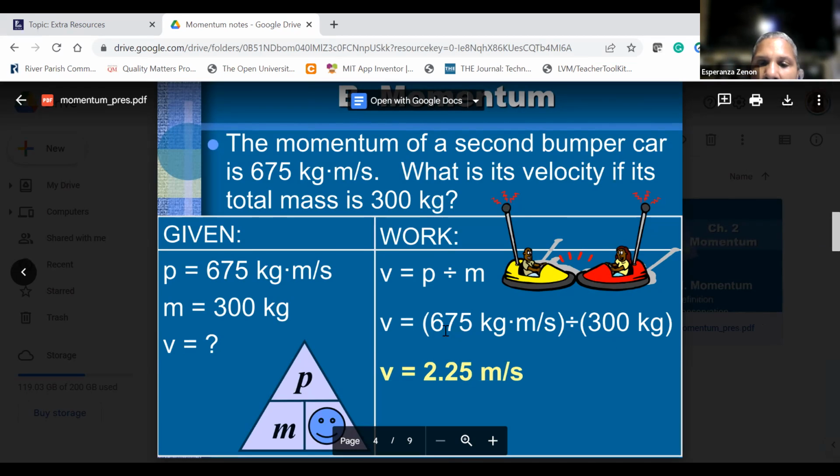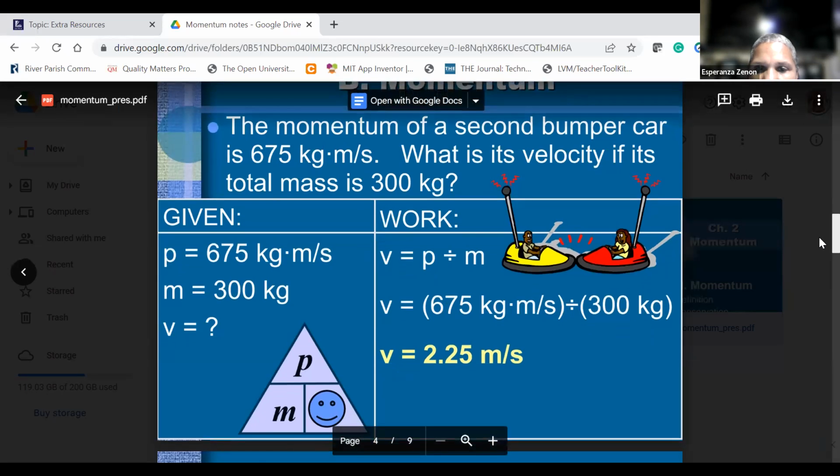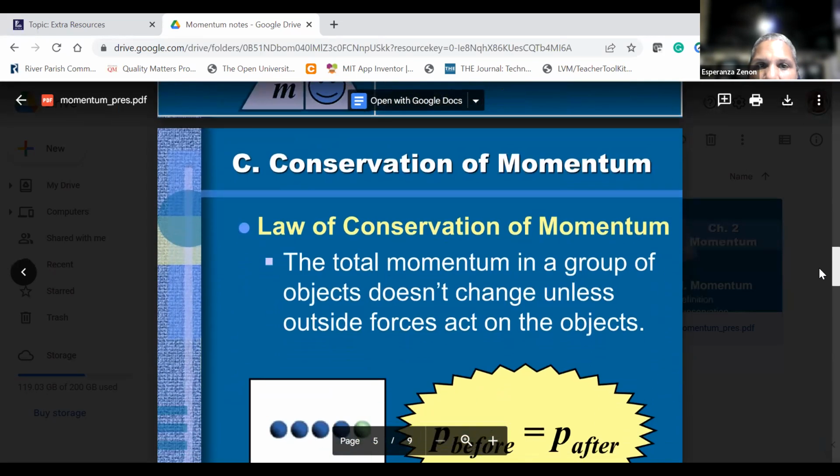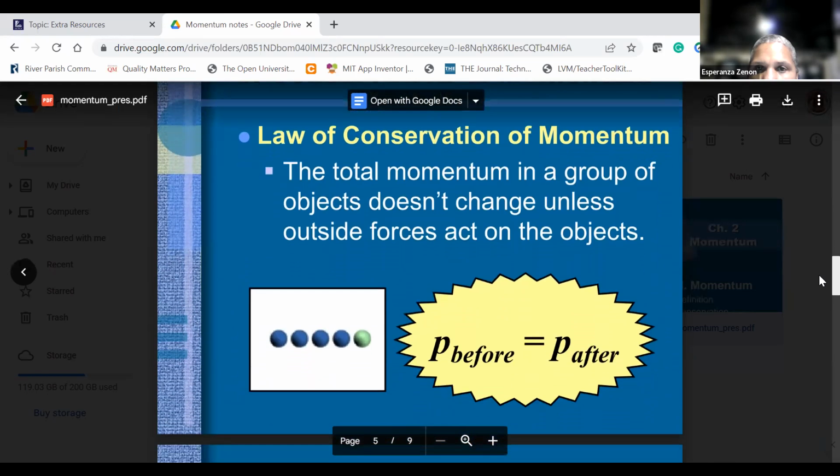Because remember, you have kilograms meters per second in the top, and you have kilograms on the bottom in your denominator in this case, so the kilograms will cancel out. Okay. So that's the example of using the momentum formula. Fairly straightforward, right? Multiply or divide to find the variable that's missing. The law of conservation of momentum, remember the whole idea here is what? The total momentum before equals the total momentum after.